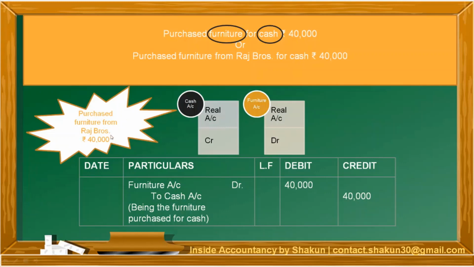So in this transaction, if we identify the accounts, our accounts will be furniture, which is a real account, and then Raj Brothers, which is a personal account. Furniture obviously will be debited because it is a real account and it is coming into the business. And Raj Brothers, being a personal account, will be credited. Debit the receiver, credit the giver. So our journal entry will be changed, and instead of the cash account, Raj Brothers account will appear. That's a slight change. Moving on.